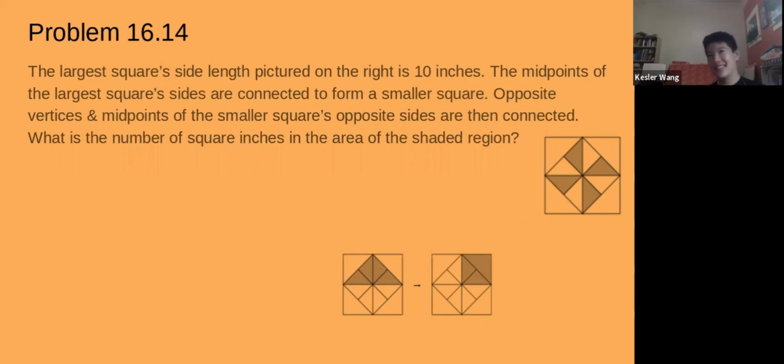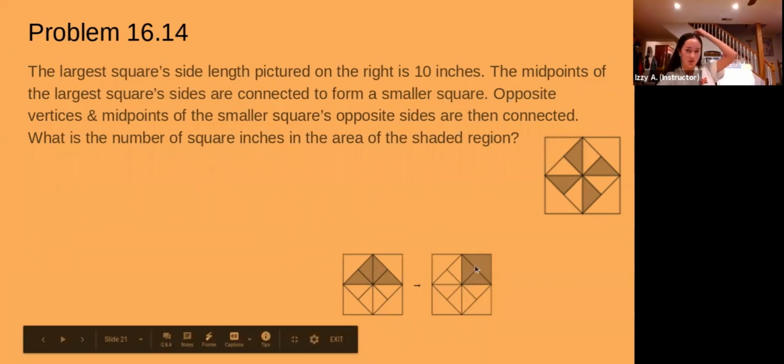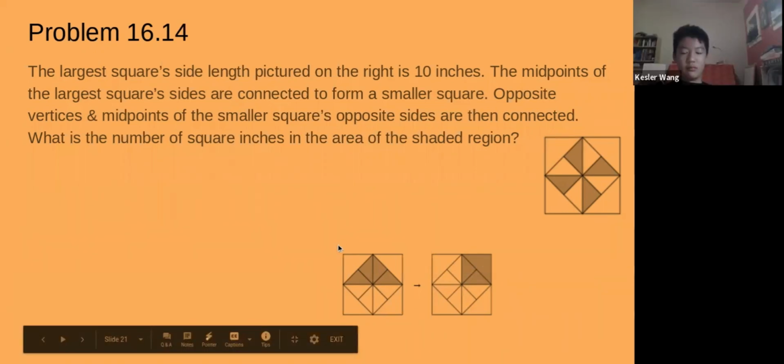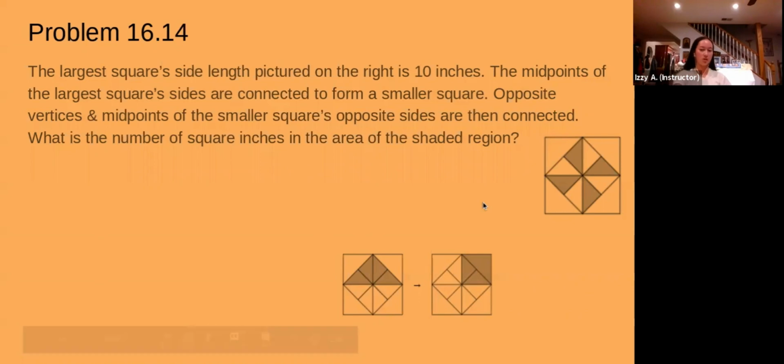All right. So we have problem 16.14. The largest square side length pictured on the right is 10 inches. The midpoints of the largest square's sides are connected to form a smaller square. Opposite vertices and midpoints of the smaller square's opposite sides are then connected. What is the number of square inches in the area of the shaded region? This image was supposed to be part of the solution, but I just left it up there as a hint in case you guys wanted one.